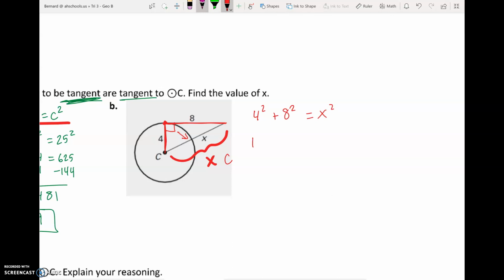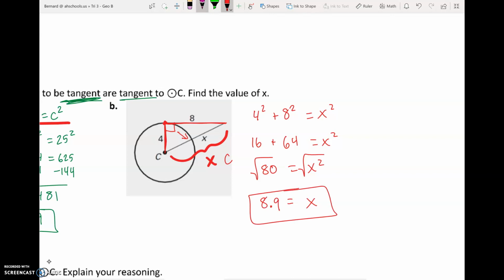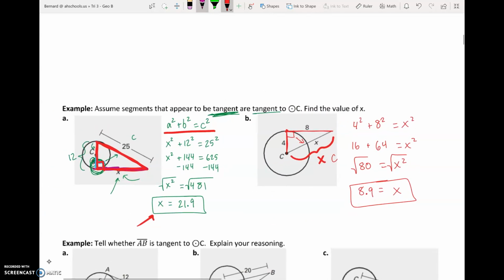And so 4 squared is 16, 8 squared is 64, and that equals x squared. Add those two numbers together and we get 80 equals x squared. And then as always, we take the square root as the last step, and x is going to be 8.9. Perfect. So we can do that anytime we know that a segment is tangent to a circle, because every time it's tangent to a circle, it creates a right angle, meaning a right triangle. So we can do a squared plus b squared equals c squared.